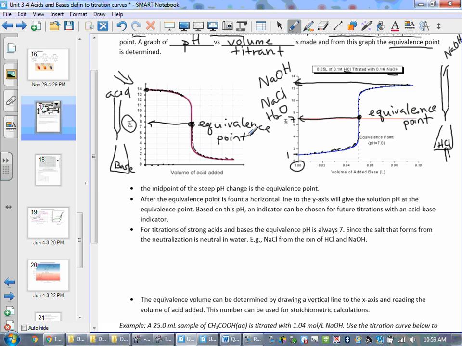Cindy? If we added sodium to water, would we get sodium hydroxide and hydrogen gas? Yes, we did that in the lab.